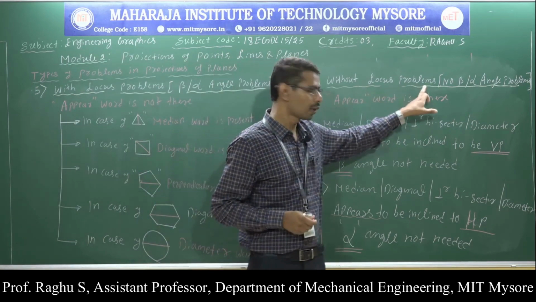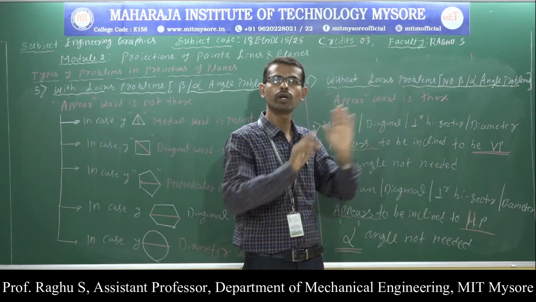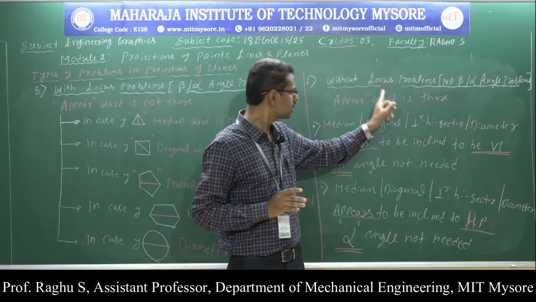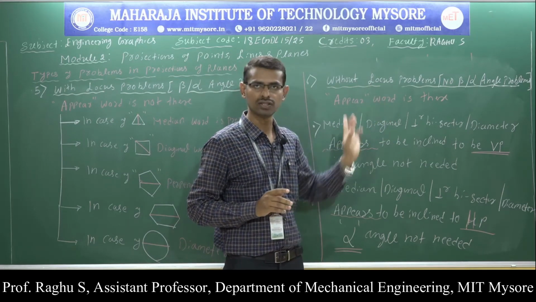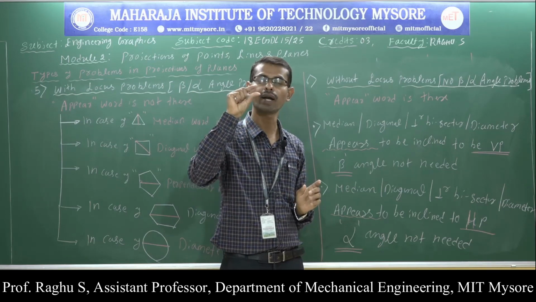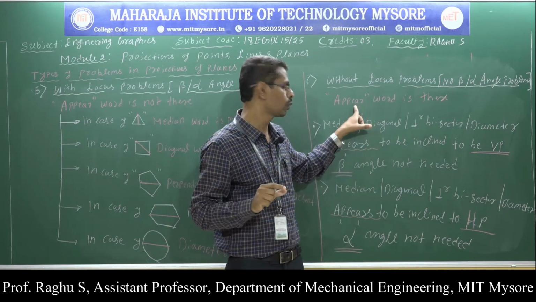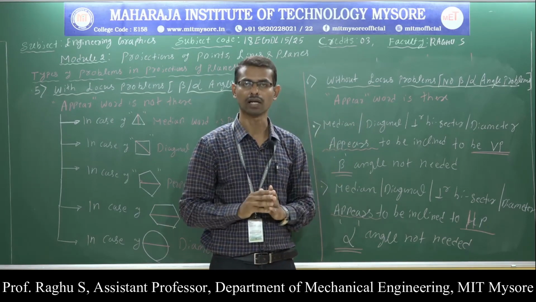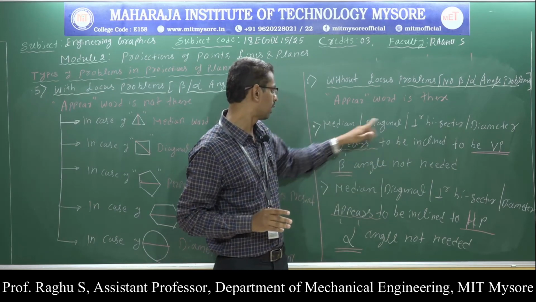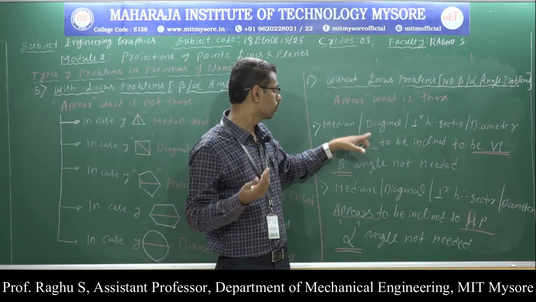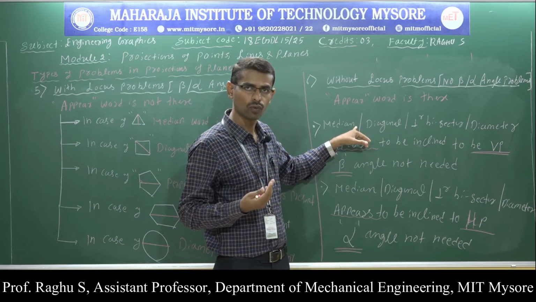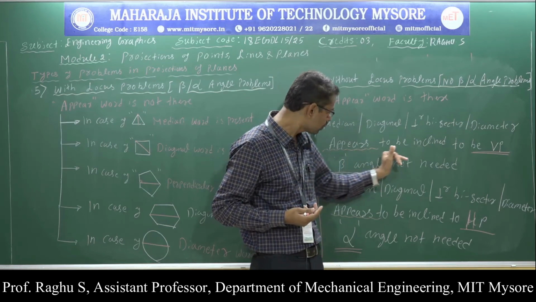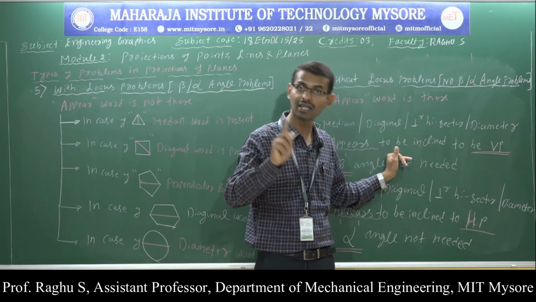Next, without-locus problem means that in this case we do not require apparent inclinations. In this kind of problem, the word apparent is there. Suppose in the problem we have the words appears to be inclined, then we do not require any beta angle or alpha angle. So when is beta angle not required? When the median, diagonal, perpendicular bisector or diameter appears to be inclined to VP, then beta angle is not required.